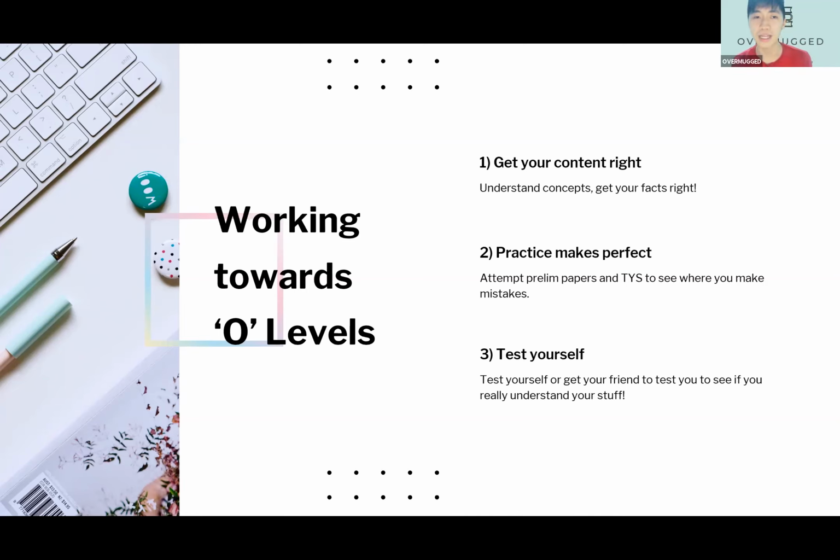There's not much time. But even within this limited period of time, as you start to really ramp up your revision post prelims, I want you to know that no matter what you do, you should always aim to get your content right.